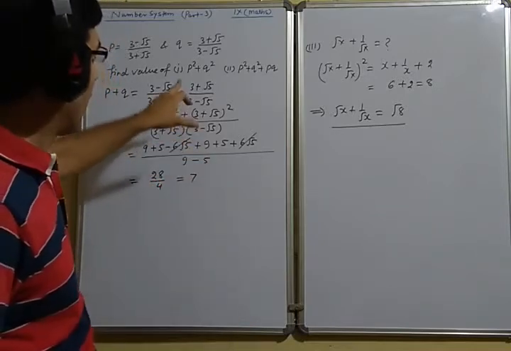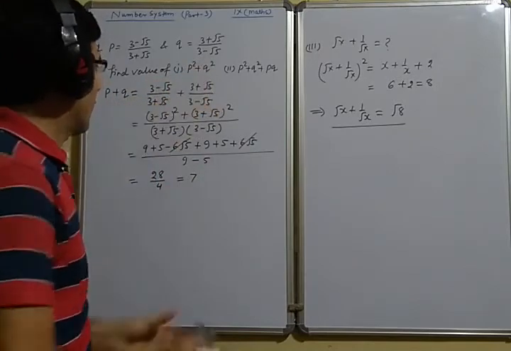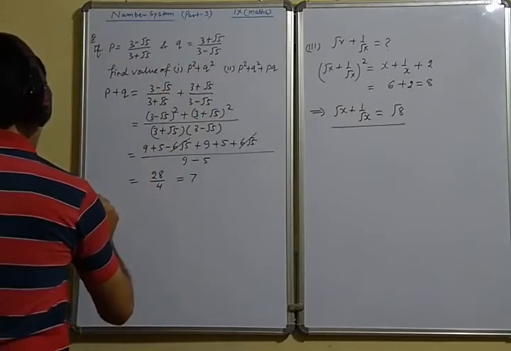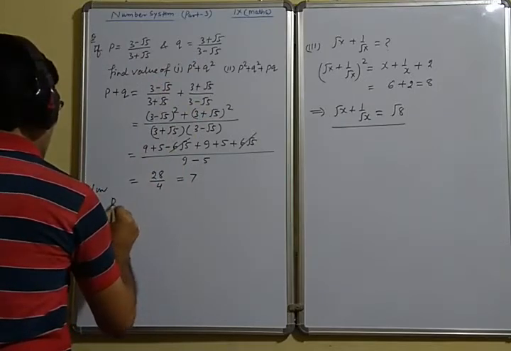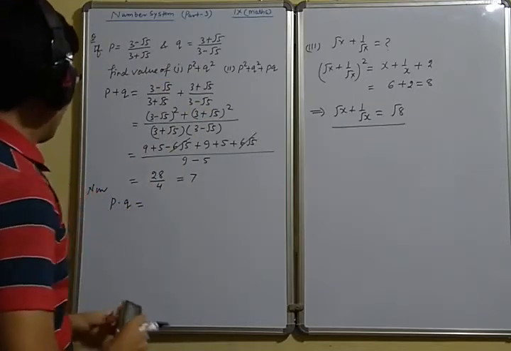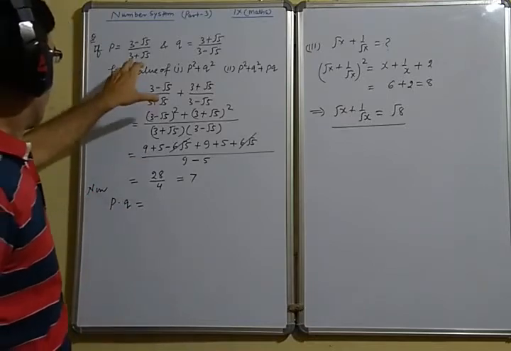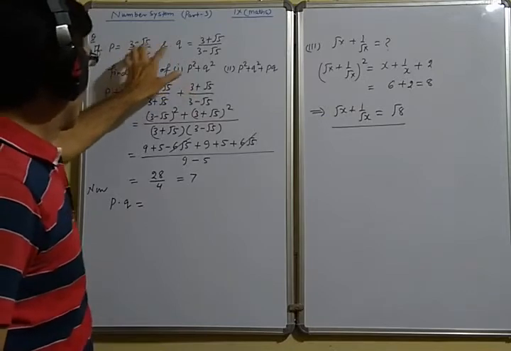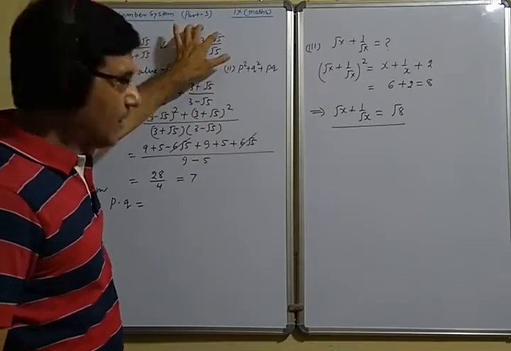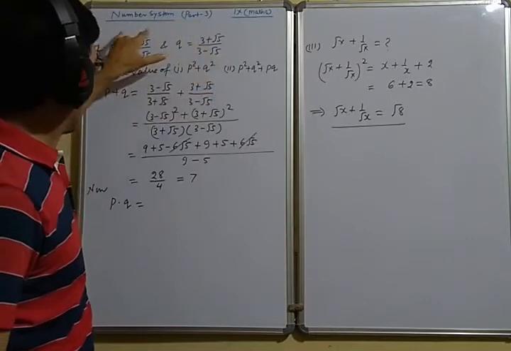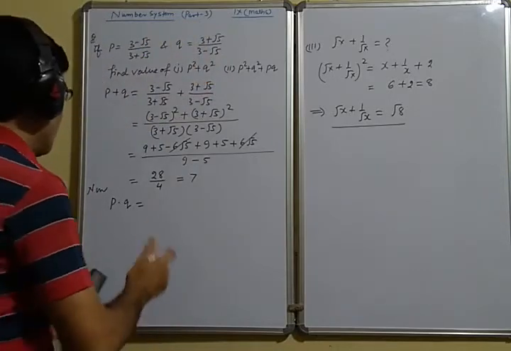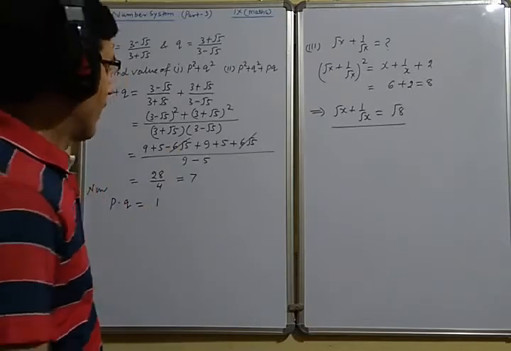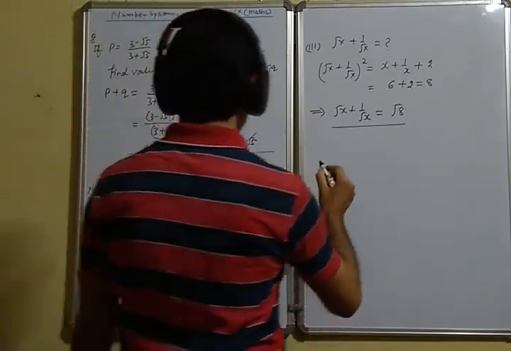But we have to find out p square plus q square. Now find out p into q. If you find p into q, multiplying these two numbers, 3 plus root 5 and 3 plus root 5 cancel out, 3 minus root 5 and 3 minus root 5 cancel out. So you will get the product pq equal to 1 in this case. Now let us see the first part.